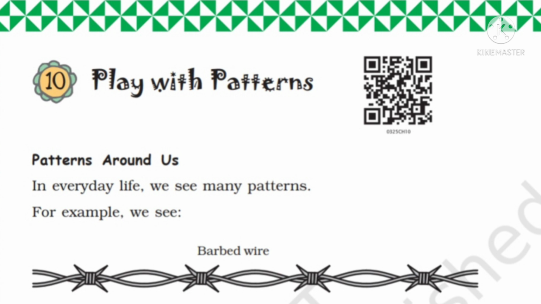Is it? Yes. For example, we see this is barbed wire. Where will we see this barbed wire? In the streets, in the fences and all, we will see wire like this. So it is a pattern. See, there is a knot in between, then a twist and a knot, then a twist, then a knot, and that is repeating. This is called a pattern.